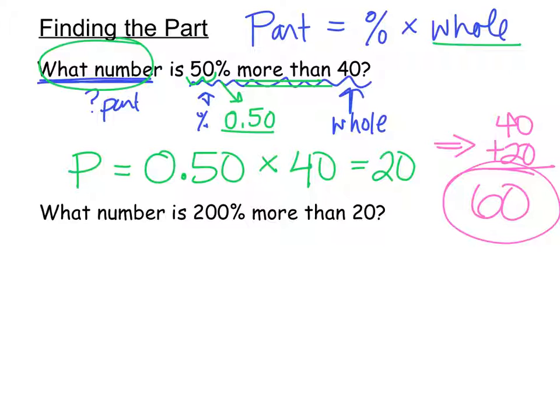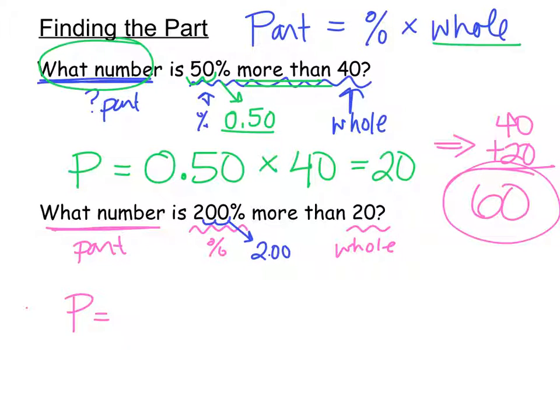So, if I'm going to be annotating what number, I know that's my part that I'm trying to find. 200 is my percent, and 20 is the whole amount. So in my percent equation, I have my part, which is unknown, 200%, but remember we're changing it to a decimal. So I move my decimal over and I get 2.00, which is just 2, times my whole, which is 20, and we can actually do this in our head. 2 times 20 is 40.